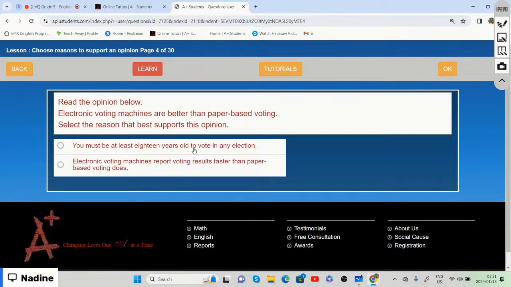So if we look at these options, it says you must be at least 18 years to vote in any election, which is true, or electronic voting machines report voting results faster than paper-based voting, yes. So well done.